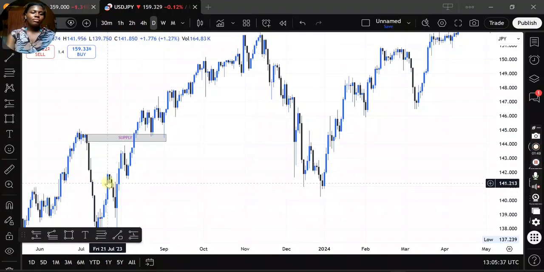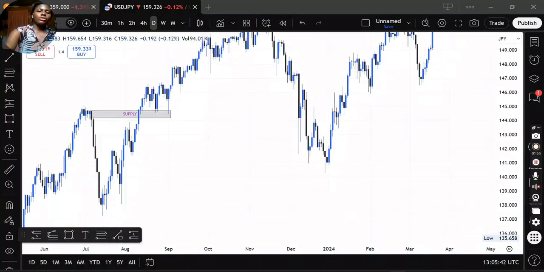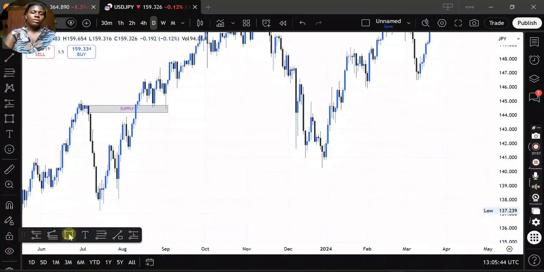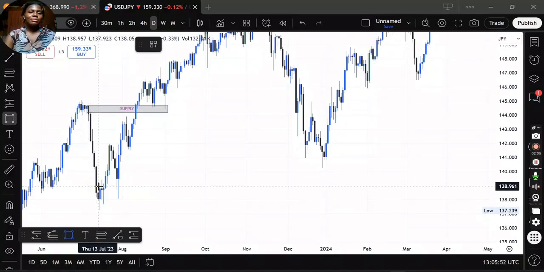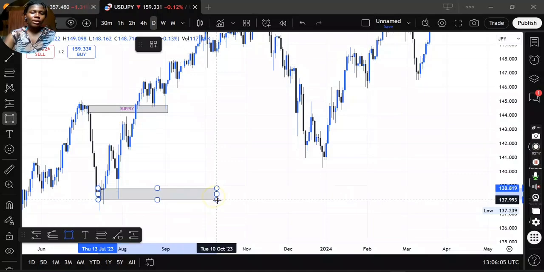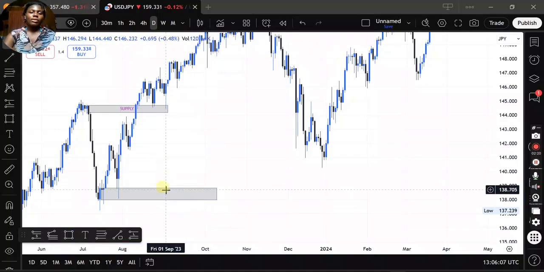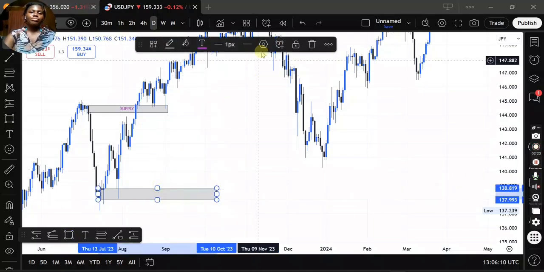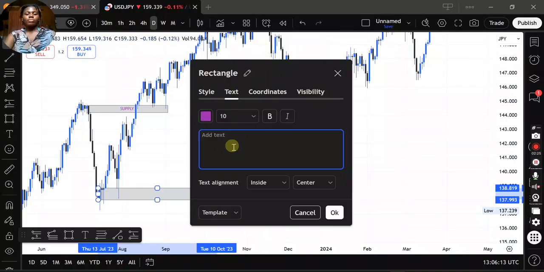And then I'm going to mark out the other. So the demand is going to be marked out from the last sell candle. The supply is marked out from the last buy candle, and the demand is going to be marked out from the last sell candle. So clearly this is the last sell candle, and that's what we're going to mark out as demand. Let's indicate that. Demand.